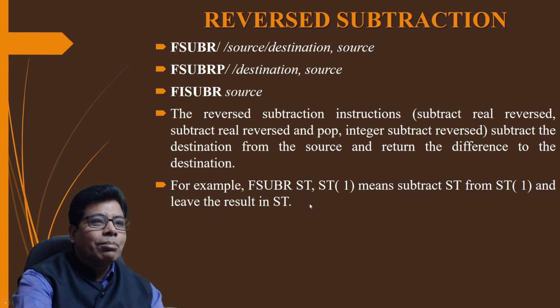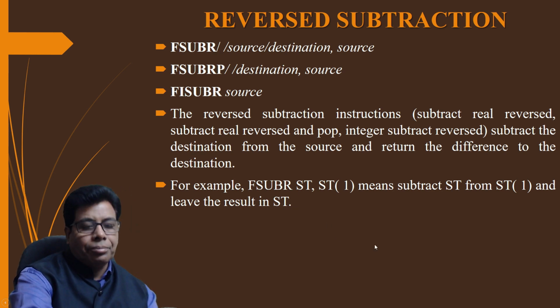If you take an example, FSUBR ST, ST1. Here this is the source and this is the destination. So subtract ST from ST1. From the source we are subtracting the destination, and the result will remain in ST, which is the destination.